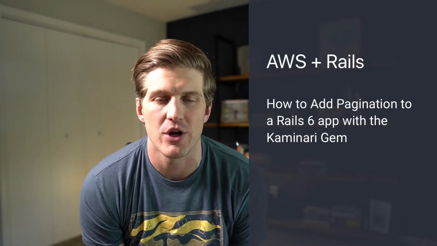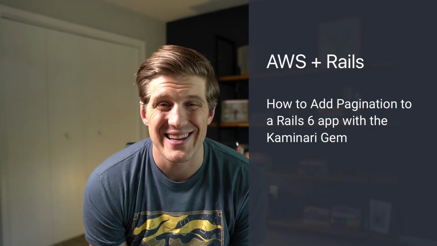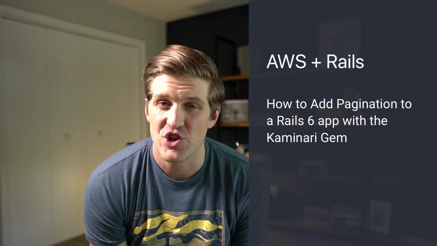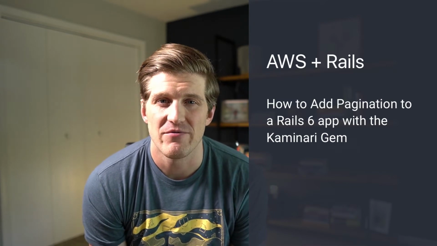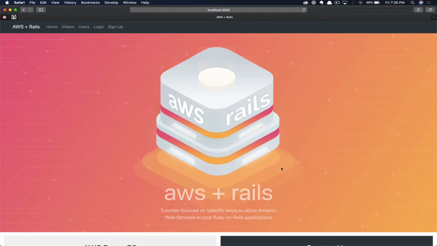In this AWS Rails tutorial, we're going to walk through how to add pagination to your Rails 6 application with the Kaminari Gem. I'm going to walk through how to install the gem, how to generate the views and have them styled for Bootstrap 4, and finally, how to paginate for our users and our videos. So with that out of the way, let's get into this tutorial on how to add pagination to your Rails 6 application with Kaminari. As you can see, we have the AWS Rails app loaded locally.